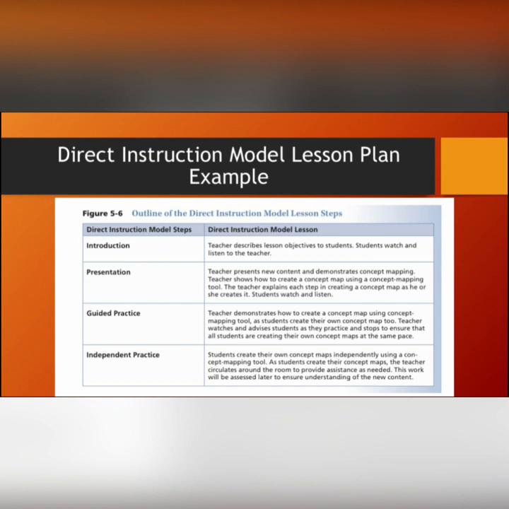The fourth, independent practice. Students create their own concept map independently using a concept mapping tool. The teacher circulates around the room to provide assistance as needed. This work will be assessed later to ensure understanding of the new content.